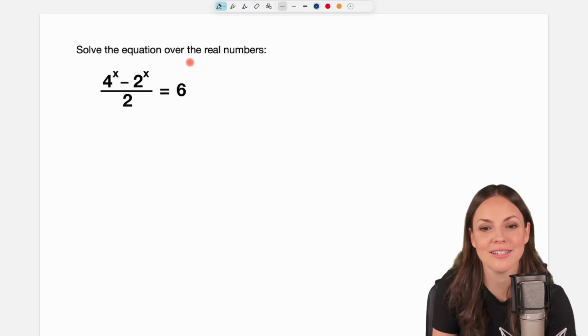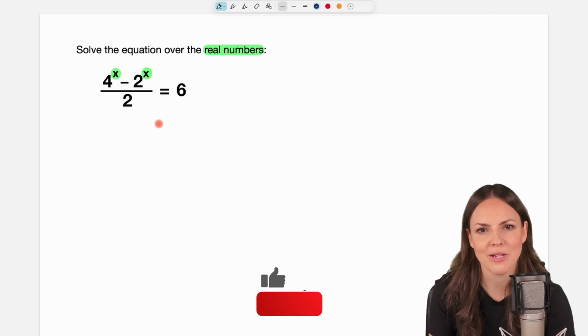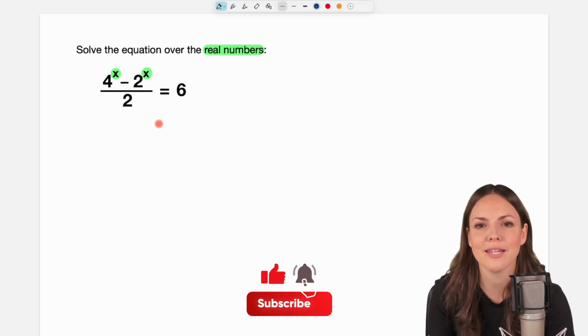We have x here and here in the exponent, so this is an exponential equation. And to solve exponential equations, we usually have to use the logarithm at some point. The question just is, when are we going to use the logarithm?